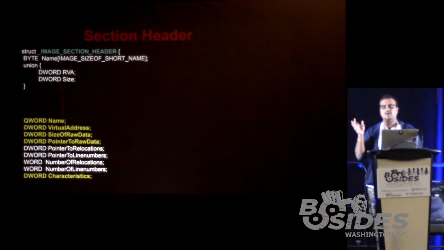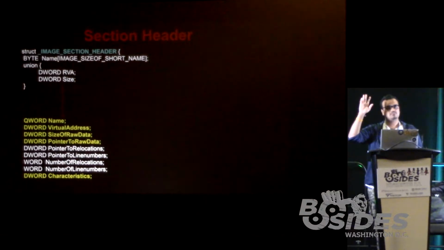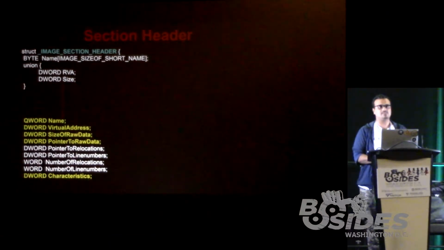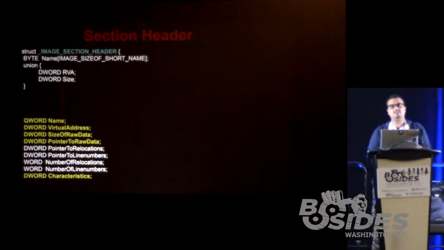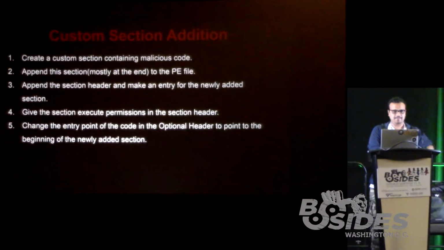Now who can tell me why we need characteristics for any section? Like why would we need that field? Read, write, execute. Exactly. So one of the common use cases for characteristics is to find out whether a particular section is readable, writable, or executable, or contains all those three or any of those combinations. So next we move on to the current code injection techniques that exist for most PE files, right? Now one of the most common code injection techniques is custom section addition.